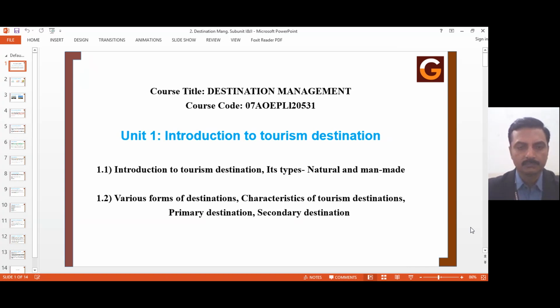Then we will move on to various forms of destinations, what kind of different forms of destinations there are, what the characteristics of tourism destinations are through which we can define them, and how we can say that any destination is a primary destination or a secondary destination. So let us move on to the topic.